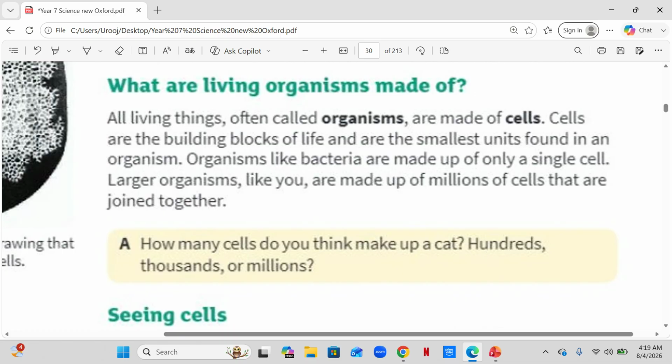Earlier, I gave you the example of a building. The building is made up of thousands of bricks. A book is made up of many pages. A necklace is made up of many beads or pearls. Similarly, our body is made up of trillions of cells. A tree is made of millions of plant cells, and animals are also made up of different kinds of cells.